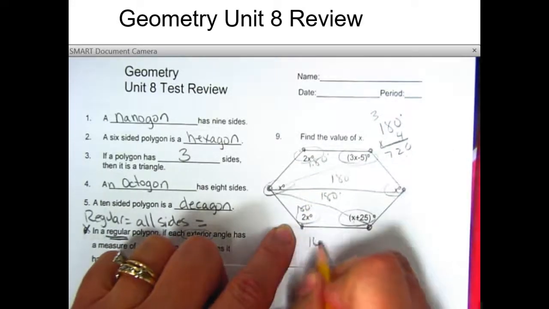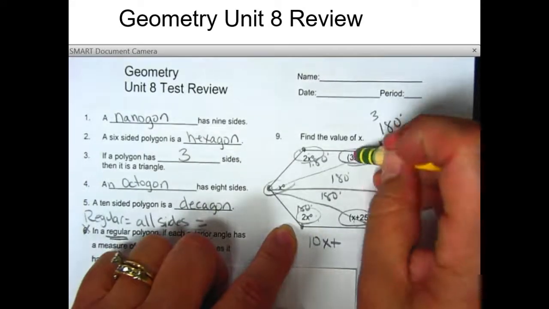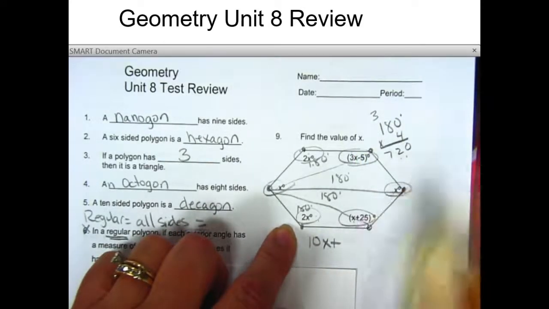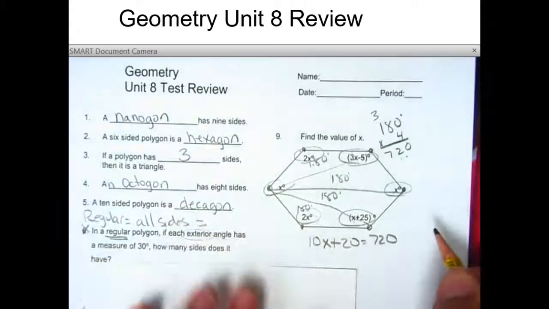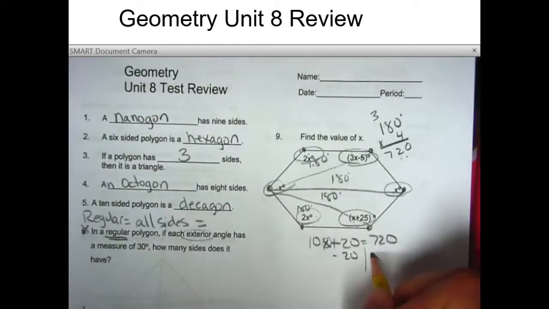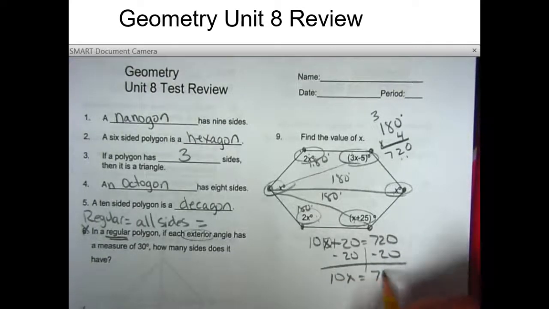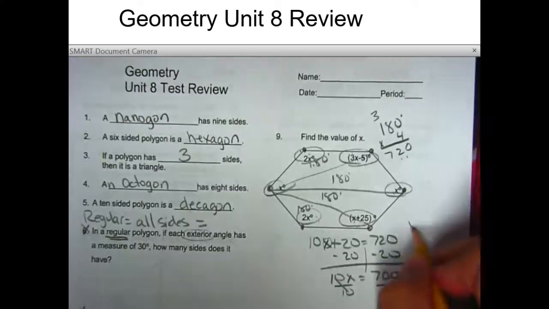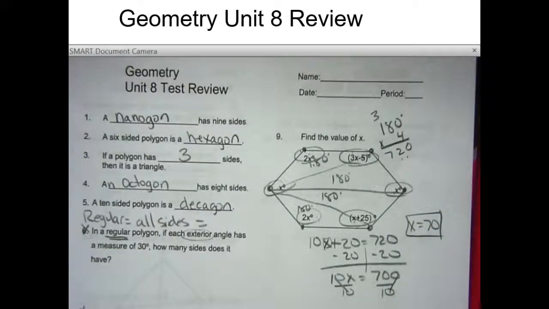I have 10 x's, plus, I think that's a minus 5. I might have to grab my glasses. And that's a plus 25. So plus 20 is equal to 720, right? So I have my balance. I'm solving for x. I'm going to minus 20 from both sides. 10 times x equals 700. Divide by 10. X is equal to 70. So break it into triangles to find the total, and then just add them up.